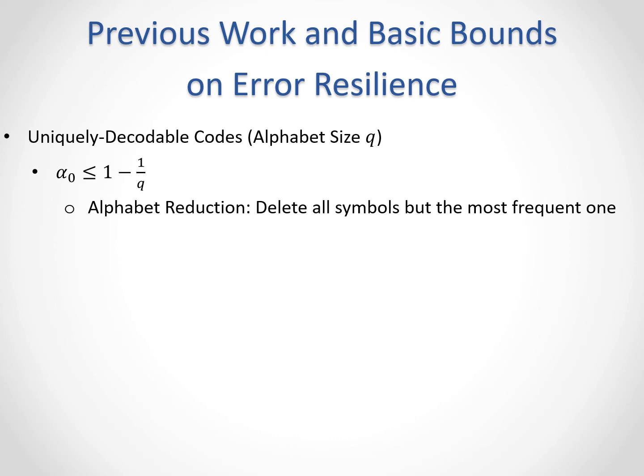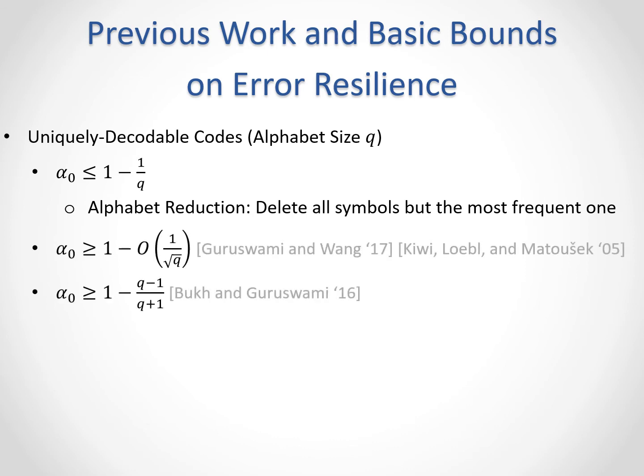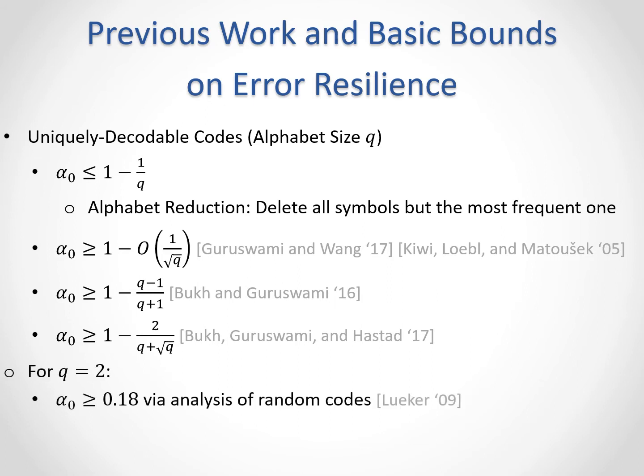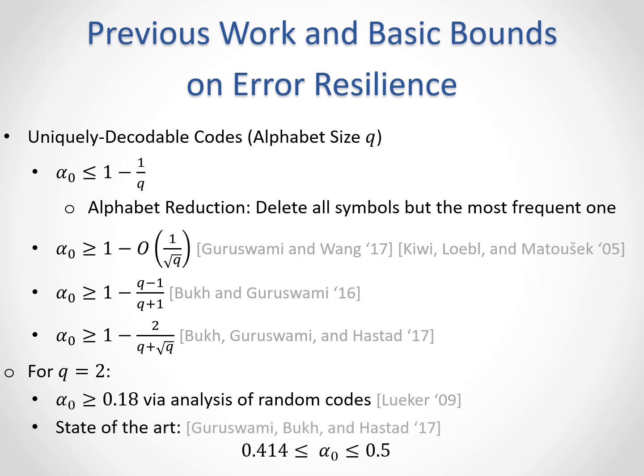And here is a list of a few known lower bounds on the error resilience for uniquely decodable insertion-deletion codes. For the case of binary codes, there is a lower bound of 0.18 that is essentially obtained by a series of works on random insertion-deletion codes and longest common subsequence of random strings. All in all, the state-of-the-art bound on the error resilience for binary codes is that the error resilience is larger than 0.414. This is obtained by the work of Bukh, Ma, and Guruswami, and an upper bound of 1/2, which is basically obtained by the alphabet reduction argument mentioned earlier in this slide.